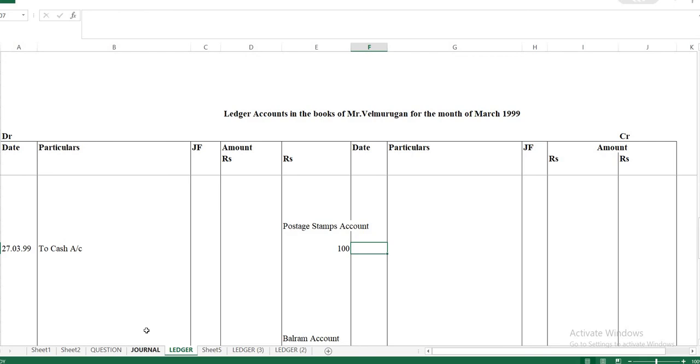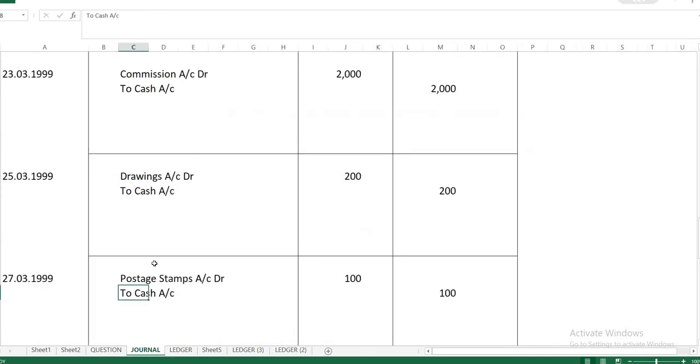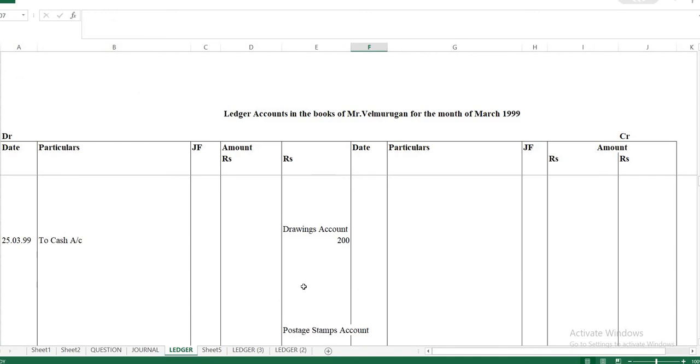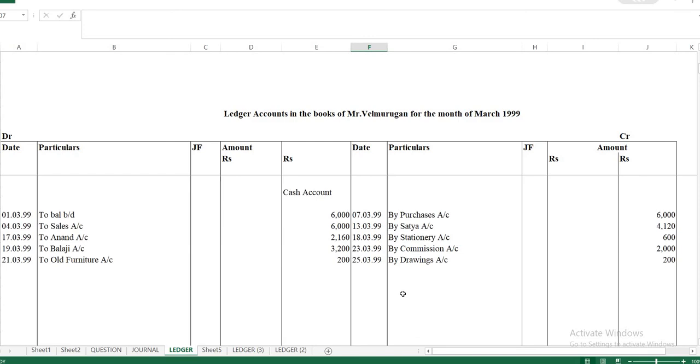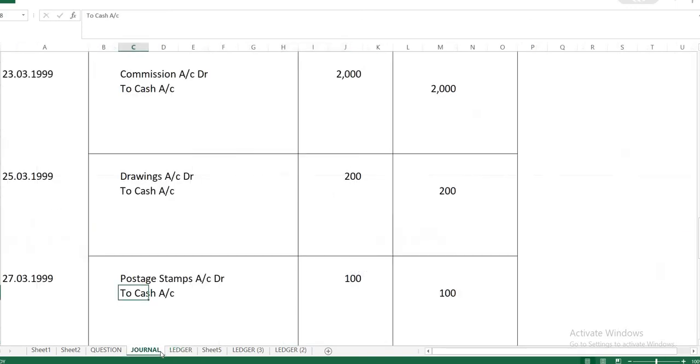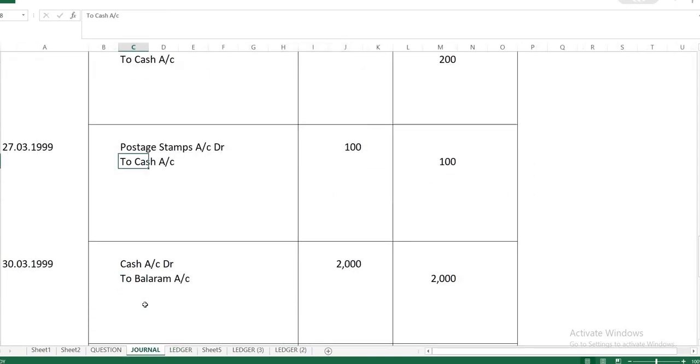So, postage stamps account to cash account. In the cash account, you have to give by postage stamps. Go to the cash account. In that, by postage. As I told, all the expenses or whatever payments you are making will come under the credit side only in your cash account. Give that 100 rupees over here, and the date is 27th. Okay, and moving to the next one, postage stamps finished.